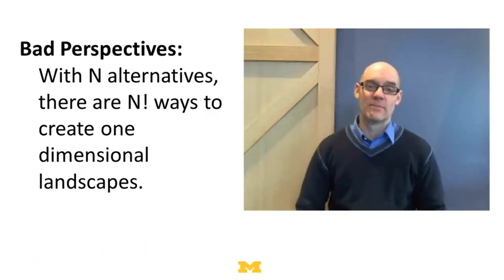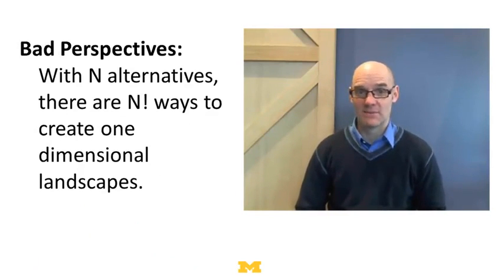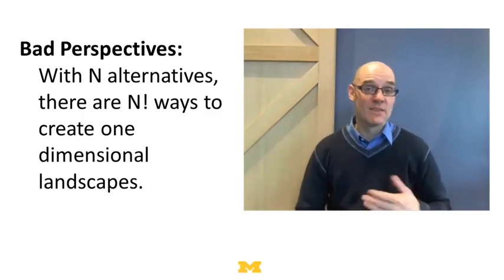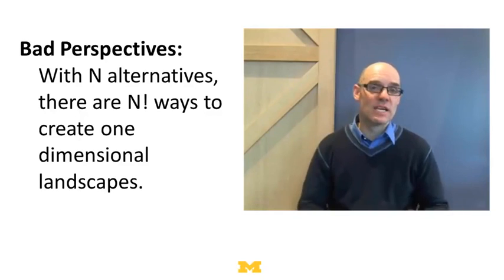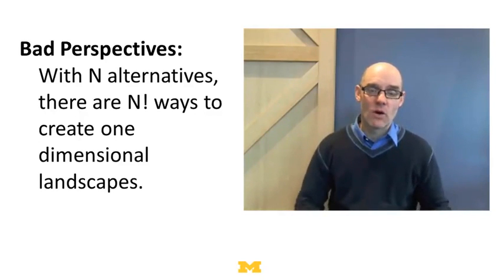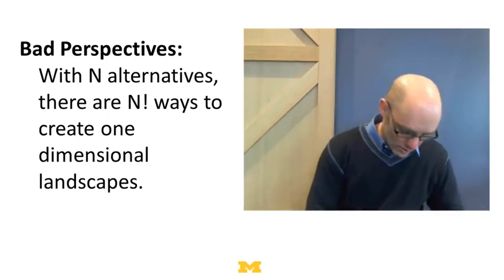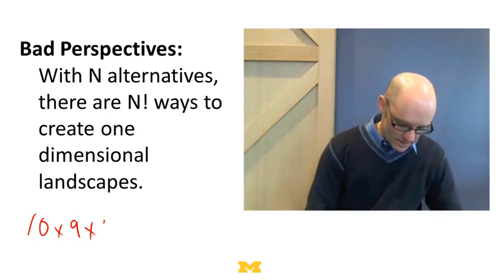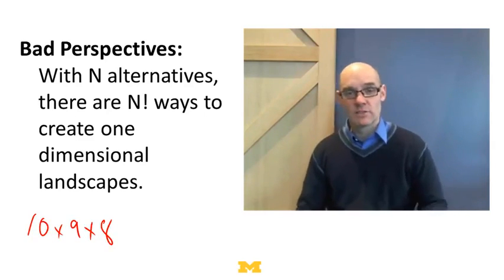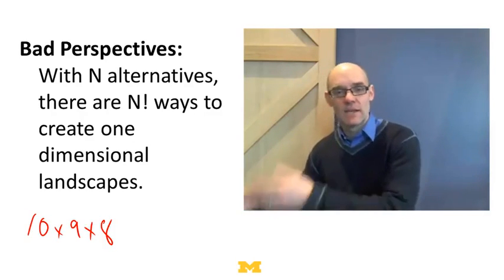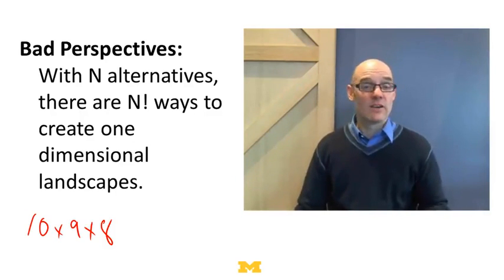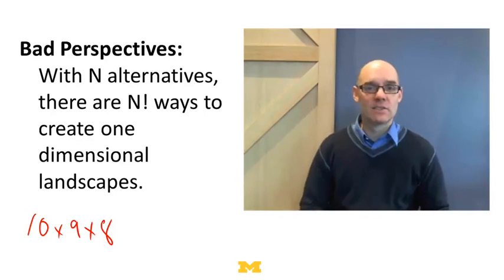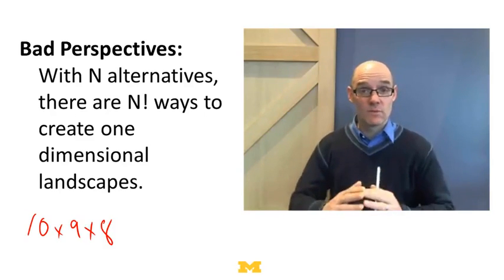Here's the flip side, though. There's a ton of bad perspectives. So just like there's these Mount Fuji perspectives, there's also lots and lots of horrible ways to look at problems. Think about it. Suppose I have just 10 alternatives, and I want to think about all the different ways I could put them in a line. Well, there's 10 things I could put first, 9 things I could put second, 8 things I could put third, and so on. So there's 10 times 9 times 8 times 7 times 6 times 5 times 4 times 3 times 2 times 1 perspectives. Most of those are not going to be very good. They're not going to organize the set of solutions in any useful way. And only a few of them are going to create Mount Fujis.